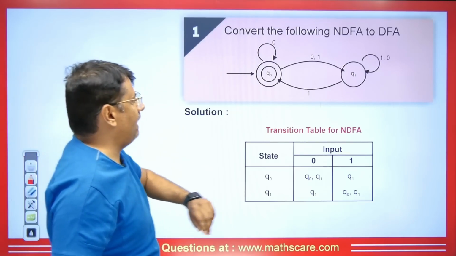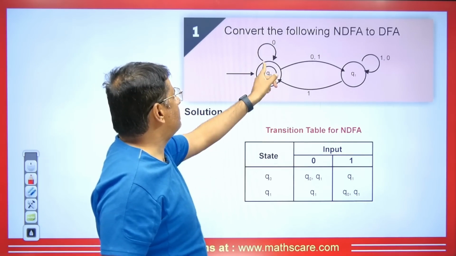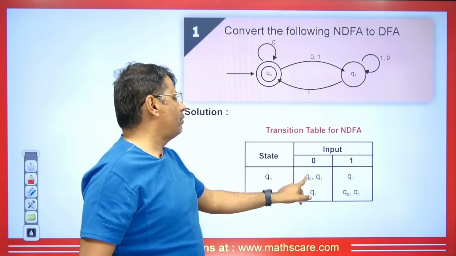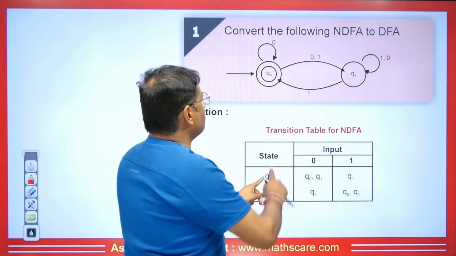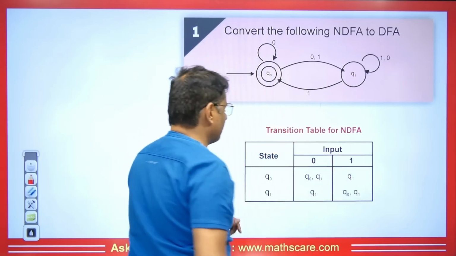Firstly, we'll construct a table. We have Q0 and Q1 here. Now, let's focus on input 0. Q0 is going to Q0 and to Q1. So, we'll write this as Q0, Q1. Now, let's move on to the input 1. For input 1, we see Q0 going to Q1. So, we'll write Q1 right here.